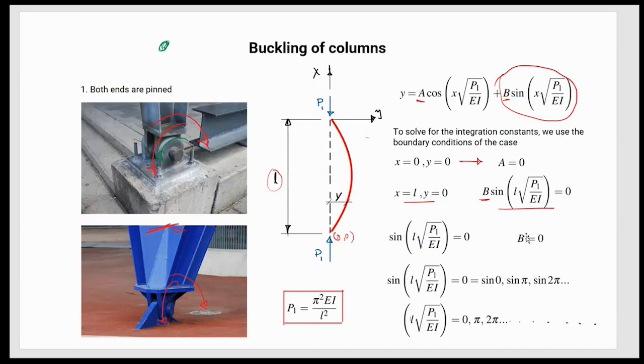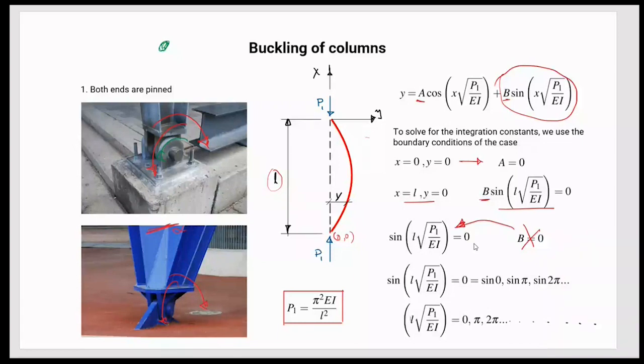But if I say that B is 0, which is a trivial solution, it is not correct so far, because we know that if it's just going to deform in this way, then saying that B is 0 means that y is 0 all across the longitude of the column. Then this is not possible. So this is not going to happen. This is not the answer. Then I need to look at the answer in this way.